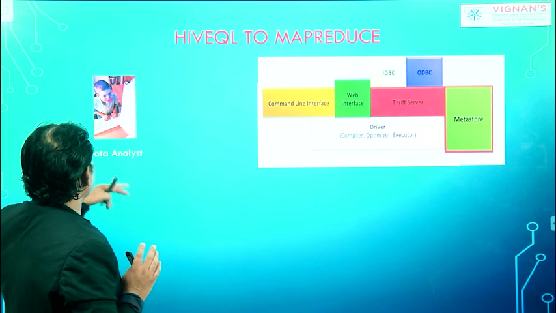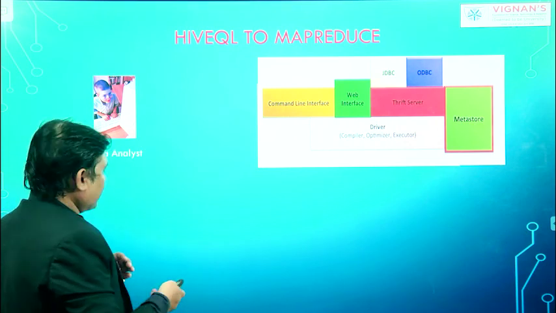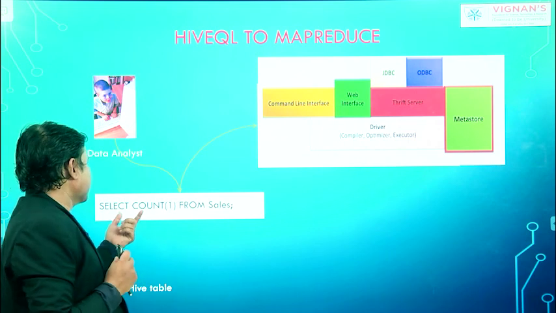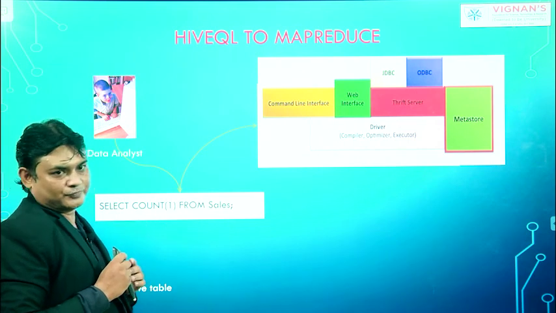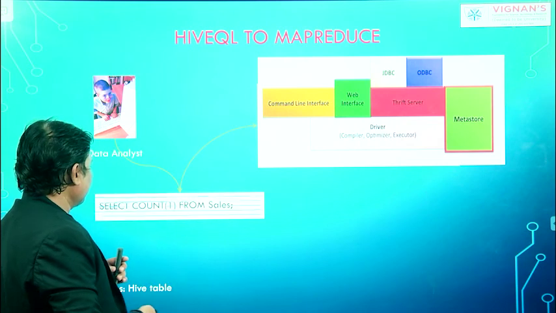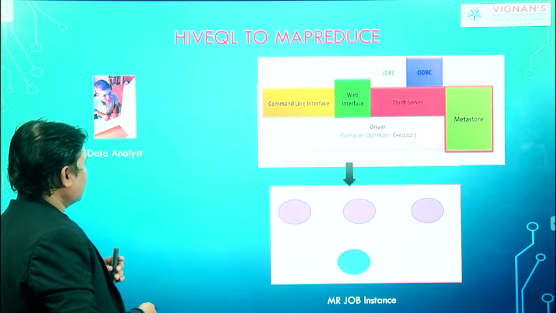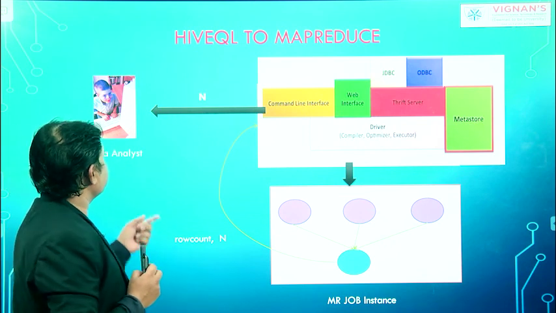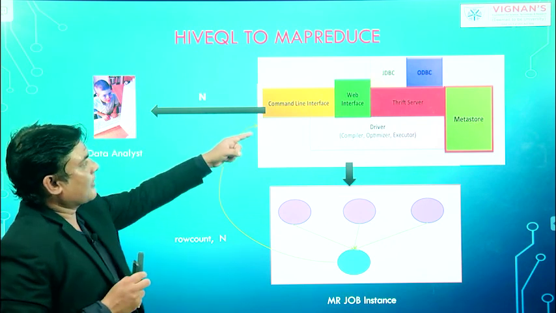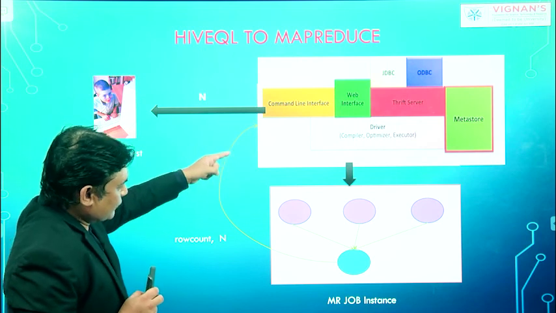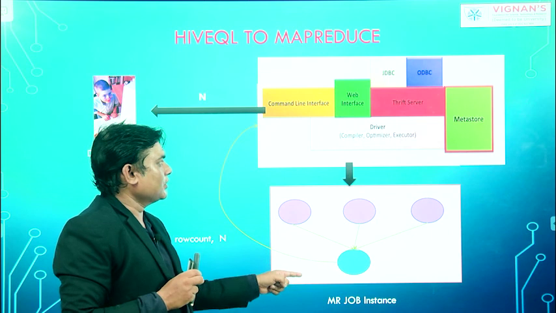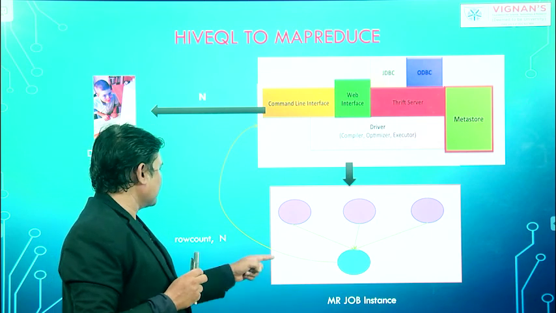So you want to type queries. Suppose this is the query you are giving: select count from cells. You are going to count the total records. So you are giving queries to Hive, and Hive is going to give it to the Hadoop cluster, where the MapReduce jobs will take place.